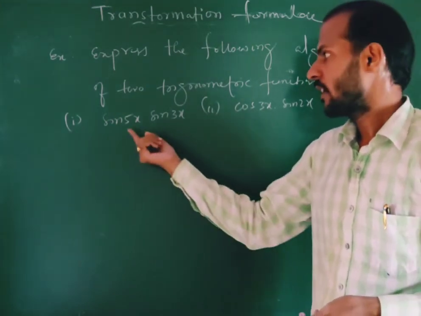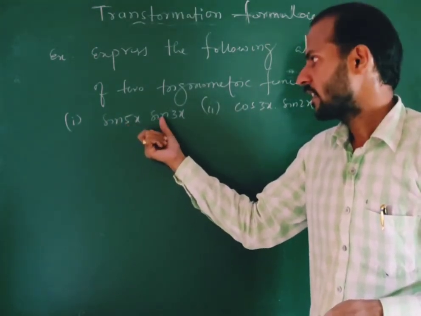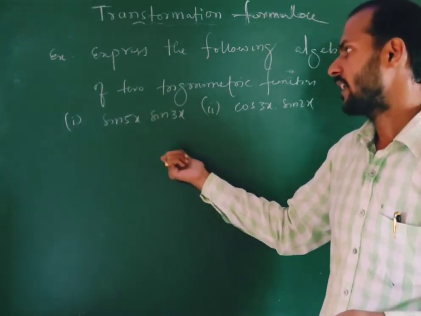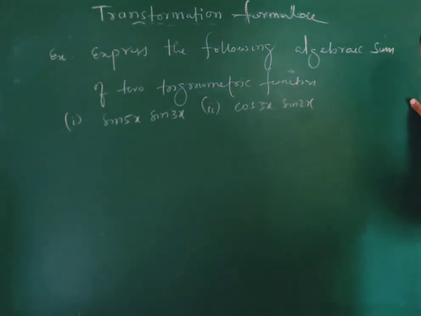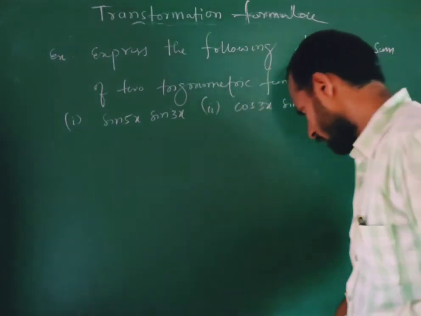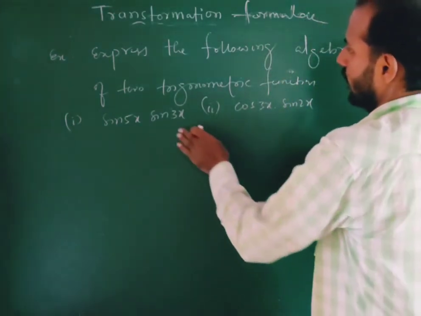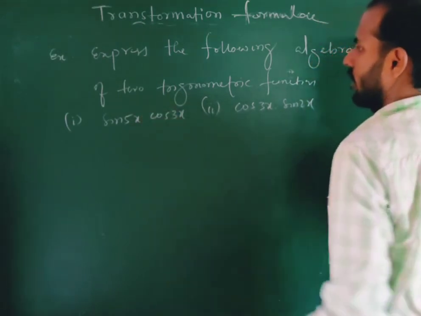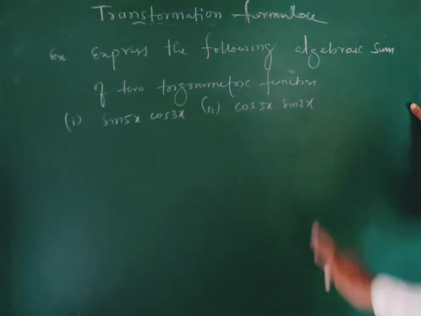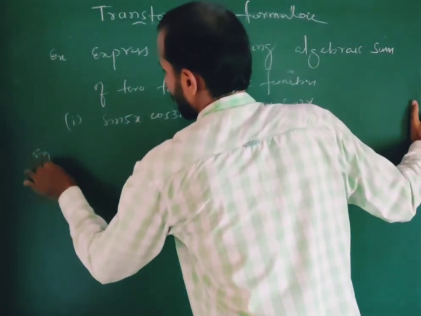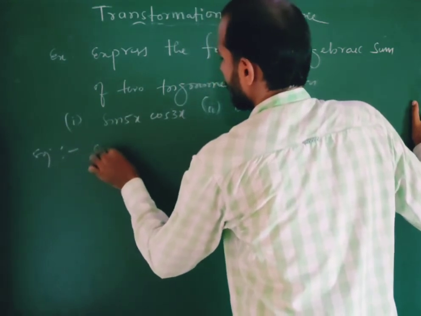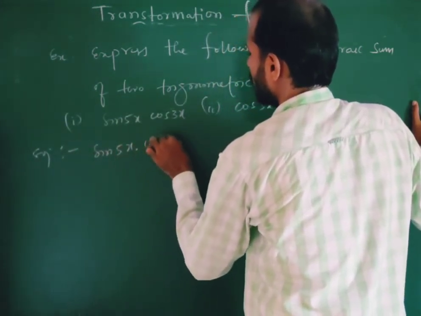Already we know the formulas: sin c sin d, and similarly cos c cos d. That is the formulas already we have. It is nothing but sin a cos b, cos a sin b. The first example is sin 5x cos 3x and the second is cos 3x sin 2x. Already we know the formula. Solution: sin 5x into cos 3x.